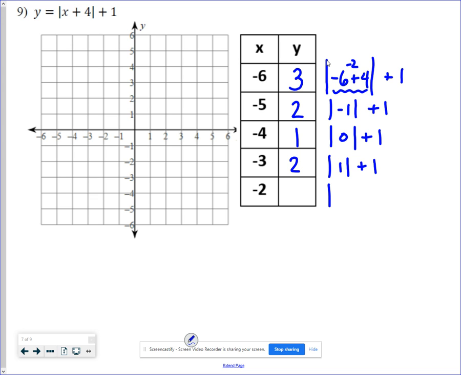And then -2 plus 4 would be 2 inside the absolute value. That's equal to 2, plus 1 would be 3. So (-6, 3), (-5, 2), (-4, 1), (-3, 2), and (-2, 3). So again, this got moved around a little bit, but the actual V shape didn't really change. In later math classes, you are going to learn other ways to graph these instead of just filling out a table of values to be able to find that turning point, the vertex.